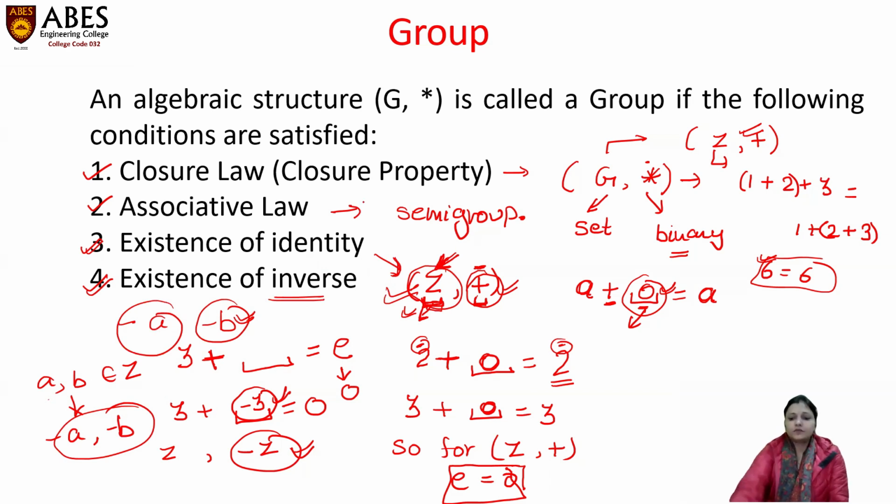So if I summarize this, for an algebraic structure to be a group, four properties must be satisfied. The first property is closure property, second is associative property, third is existence of identity element, and the last one is existence of inverse of each element of that particular group. If these four properties are satisfied, then that algebraic structure is known as a group.